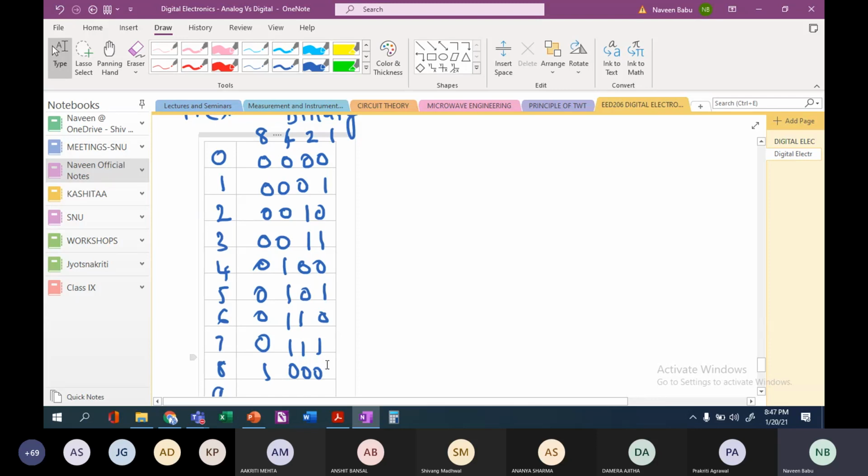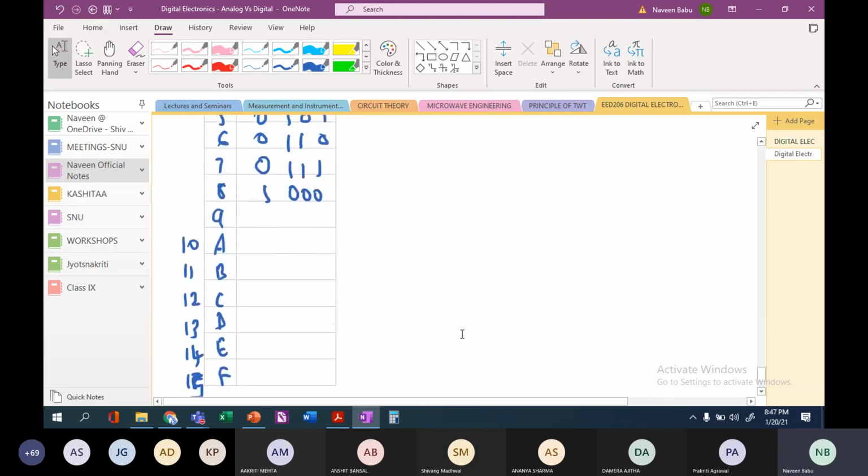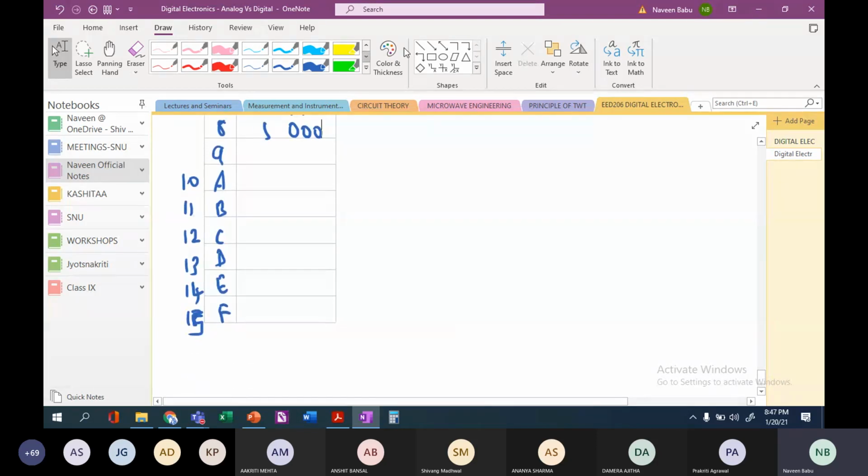Okay. So now 9. Since I'm scrolling down, let me write the weights again here. The positional weights are 8, 4, 2, 1. So what makes it 9? 8 plus 1 will make it 9. So the MSB and the LSB will be 1, rest all will be 0. So 10, what makes it 10? This 8 plus 2 will make it 10, right? So 1 and 1, rest will be 0. So 1, 0, 1, 0 represents A.